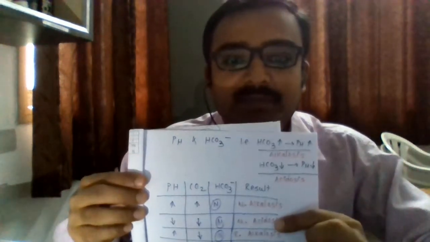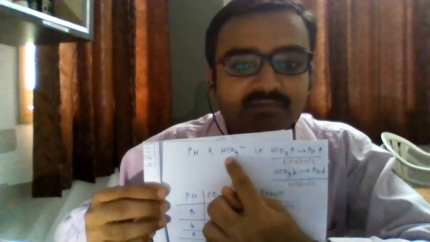pH is directly proportional to the bicarbonate ions. That means if bicarbonate ion concentration increases, the pH will increase. If the pH increases more than 7.5, it will be termed alkalosis. Now remember this: HCO3 is for metabolic. So if pH is increasing and HCO3 is increasing, it is termed alkalosis and it will be metabolic alkalosis.